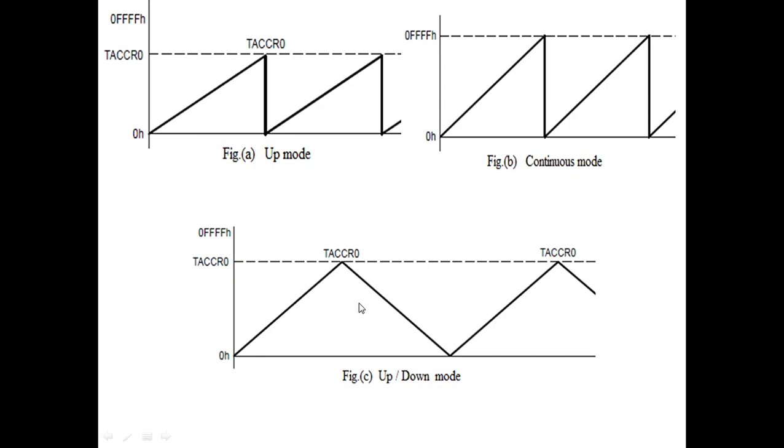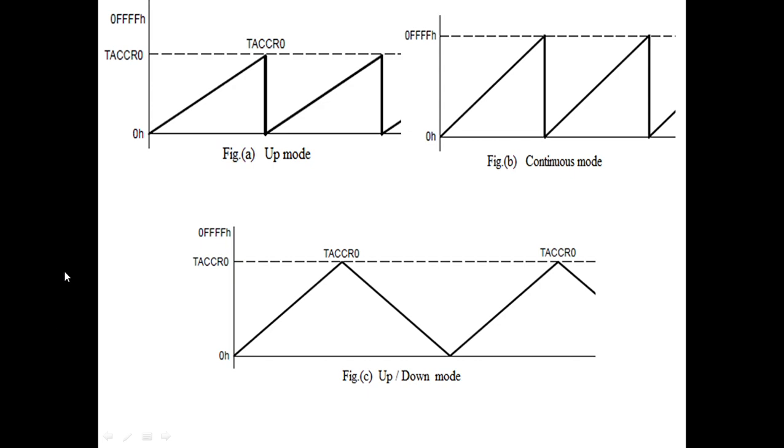The last one is up/down mode. In this mode, the timer A register value is initially 0. Each time it captures the current time, that means it reads the current time value into the timer A register by incrementing by 1.